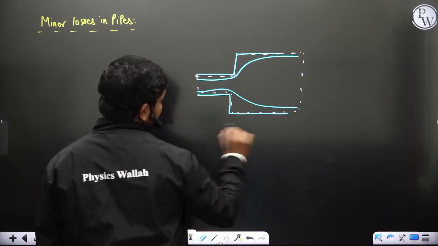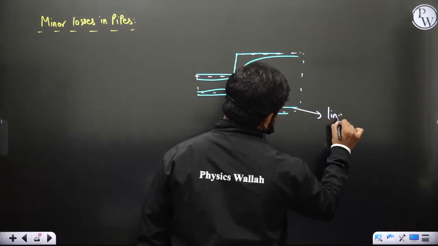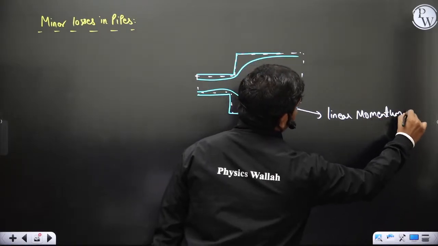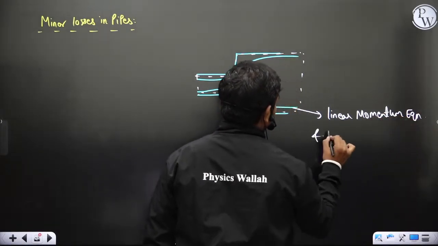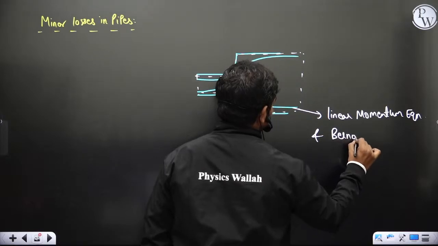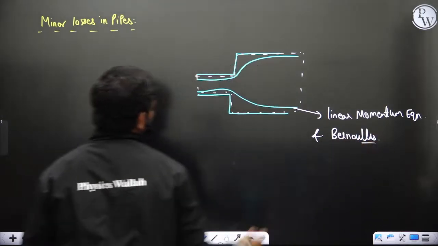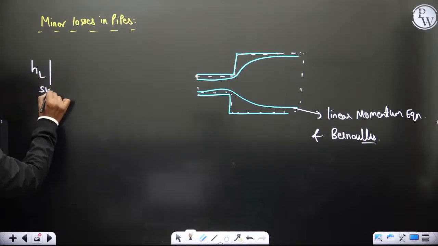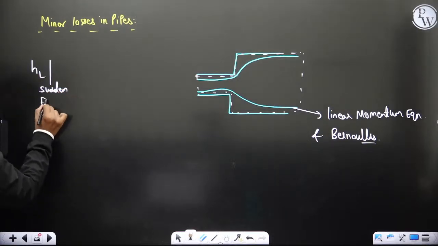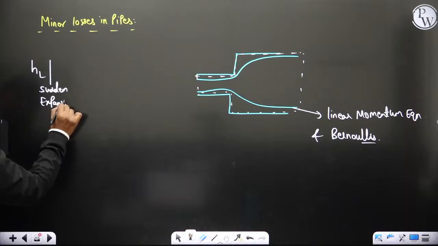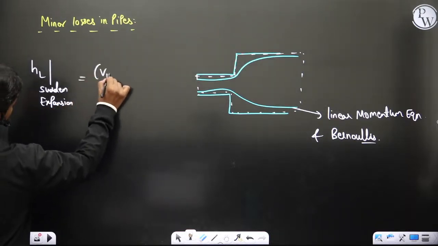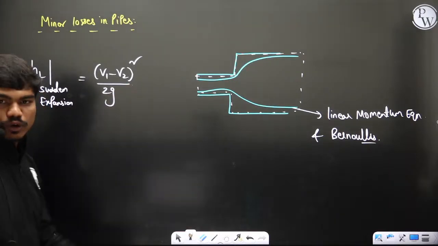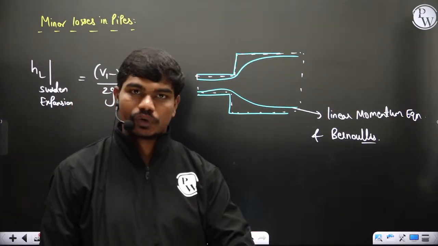and if you apply the linear momentum equation and Bernoulli's, you will find the loss due to sudden expansion, HL sudden expansion, will be equal to (V1 minus V2) whole square by 2g. Right now I'm not doing the derivation. Normally in detailed courses we do the derivations, but right now we are not doing any derivation for this.